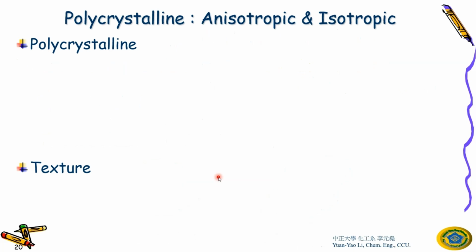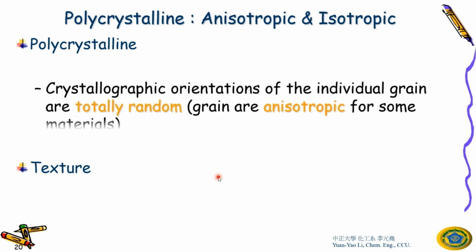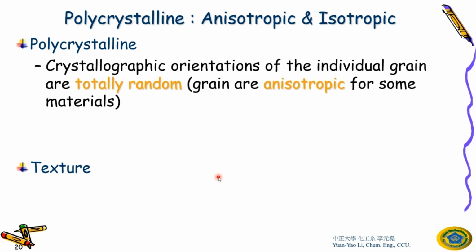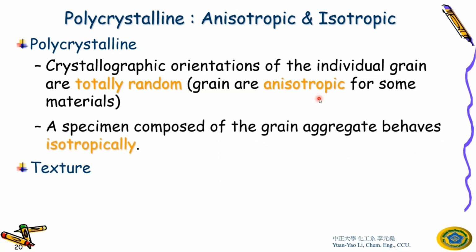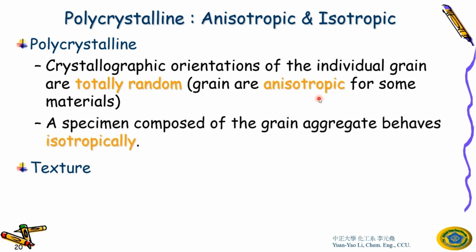Just now we talked about single crystal. How about polycrystalline? Polycrystalline normally has many small grains together, so the crystallographic orientations of the individual grains are totally random. Of course, if you have hundreds of small grains together becoming a polycrystalline, any direction represents the same property and gives you the same properties. So, totally random. Grains are anisotropic for some materials, of course, but if you put grains together, a specimen composed of the grain aggregates behaves isotropically.